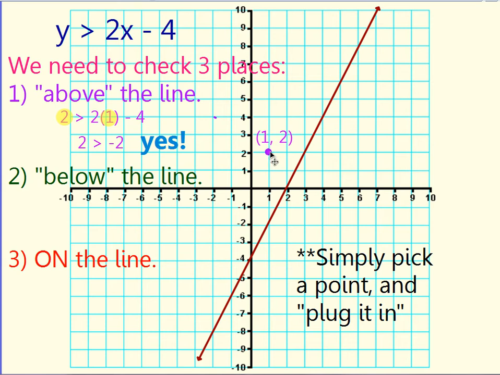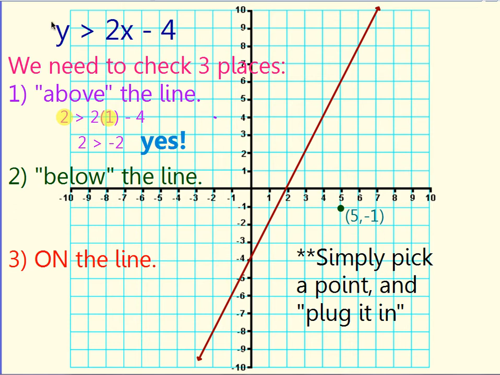Well, turns out if one point in that area is part of our solution, then every point in that area is going to be part of our solution. Keep that in mind as we test our next point. Now I'm going to randomly pick a point below the line, or in this area. And I'm going to pick the point 5, -1.